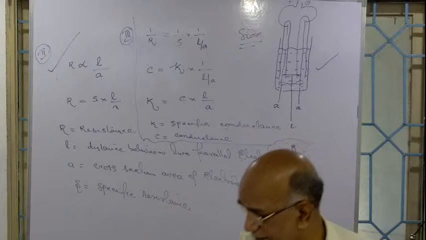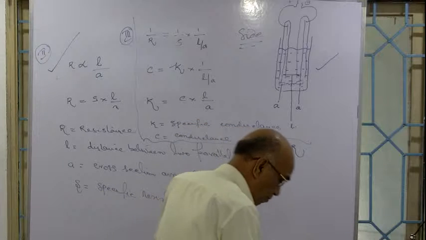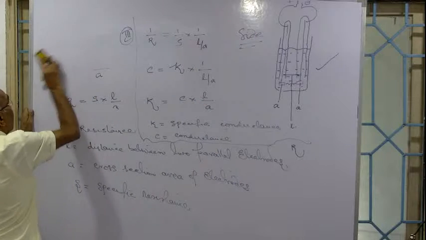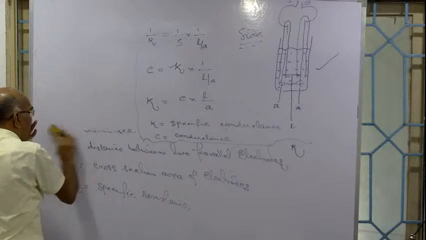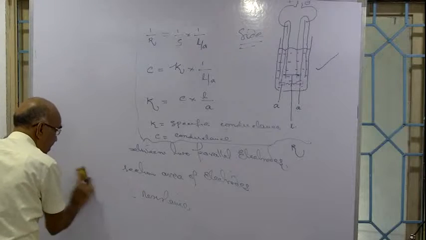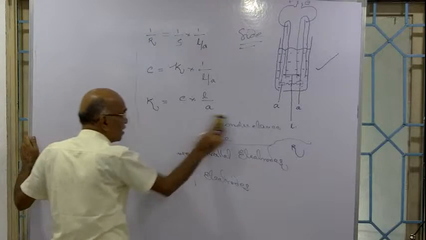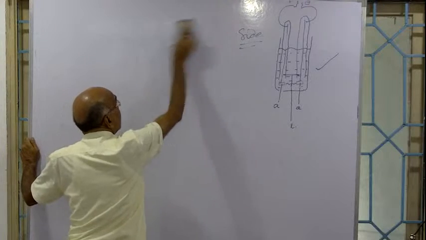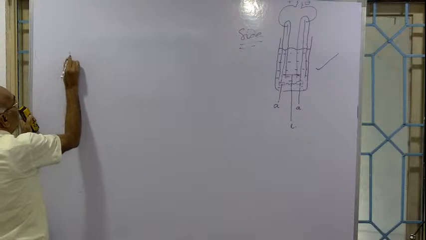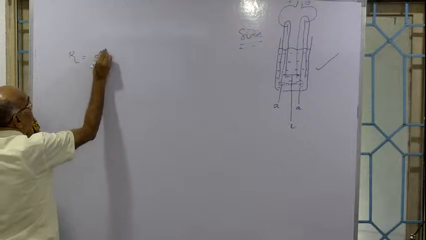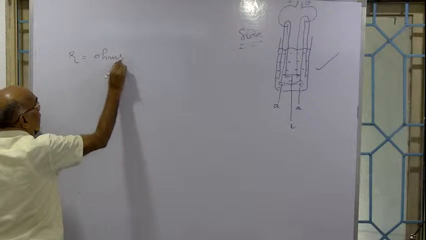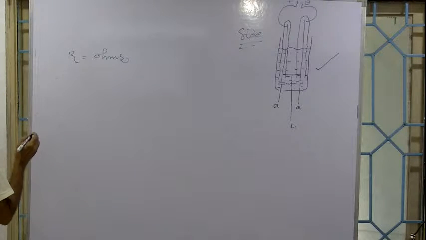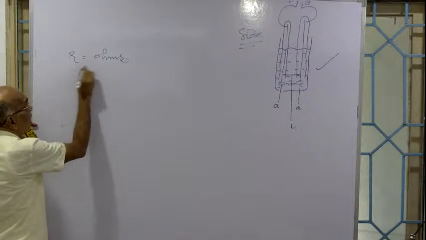That's specific conductance. Now let's derive its units. Resistance is expressed in terms of ohms. The unit of resistance is ohms. R is measured in terms of ohms. Sorry, resistance R is in ohms.